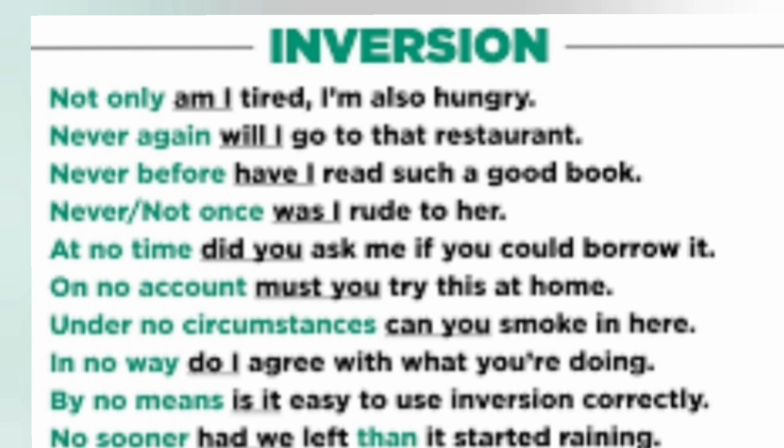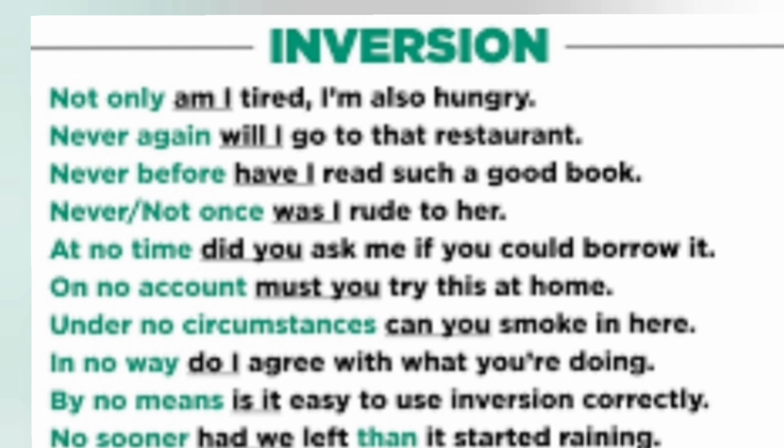We can use it also with never, not once. Example: never or not once was I rude to her. Another way of using inversion is with at no time. Example: at no time did you ask me if you could borrow it. We can have also on no account. Example: on no account must you try this at home.